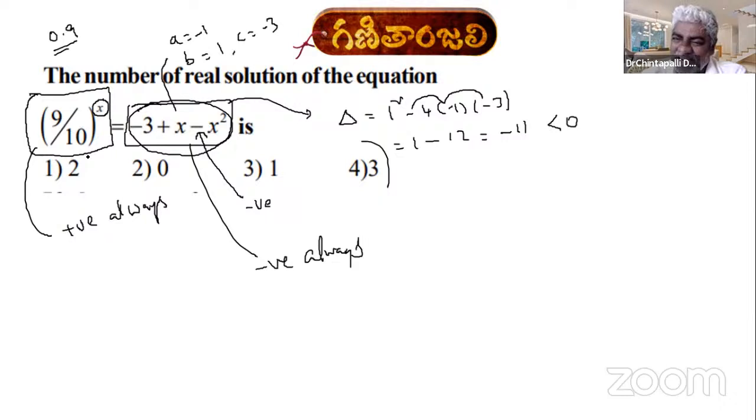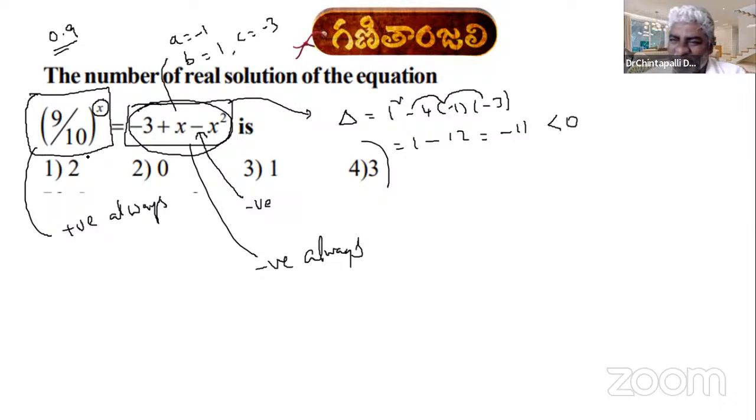What about the left hand side? Always positive. What about the right hand side? It's always negative. Can you give an example for a situation where positive is equal to negative?